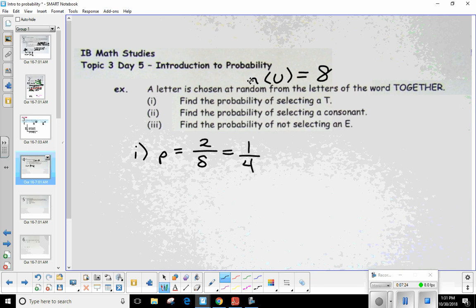Okay. Find the probability of selecting a consonant. Well, how many consonants do I have? Okay. 5? I'd agree with that because we have 3 vowels. The probability would be 5 out of 8. And that's not going to reduce, so we don't have to worry about that. Find the probability of not selecting an E.